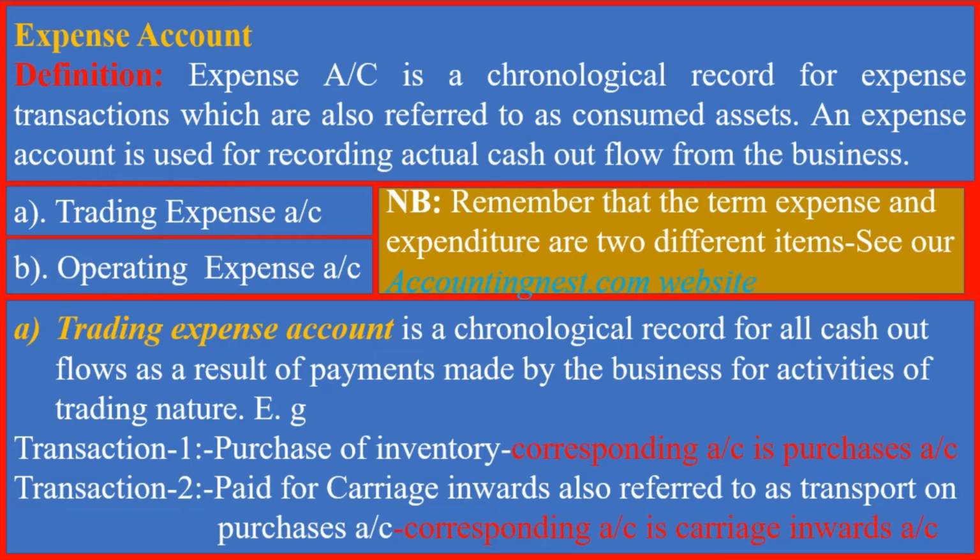Similarly, in transaction 2, as you can see from the board, the amount paid for carriage inwards, also referred to as transport on purchases, represents a case of a trading expense, and therefore the corresponding account is referred to as the carriage inwards account. So in a nutshell, note that under the trading expense account, the two key examples are the purchases account and the carriage inwards account.